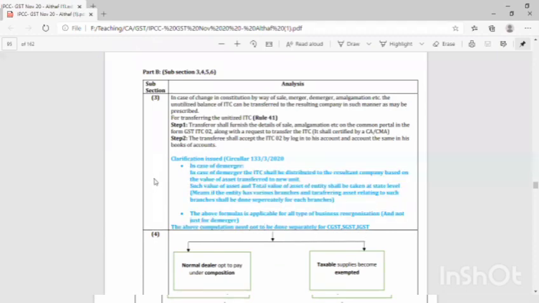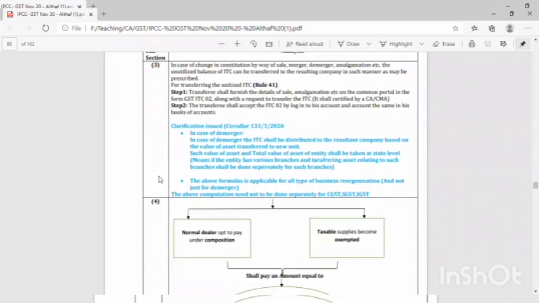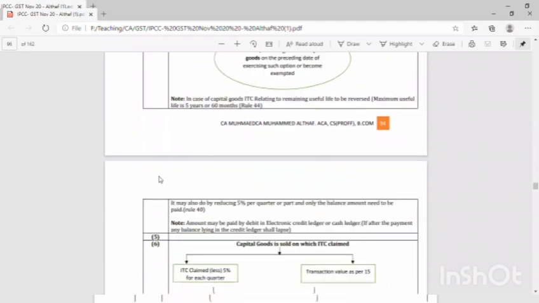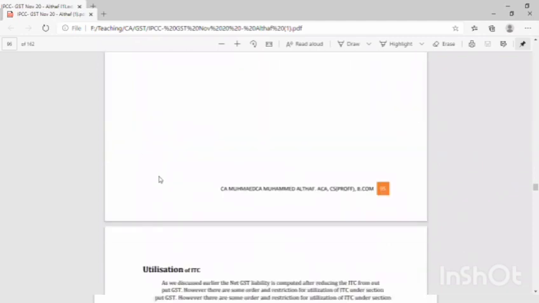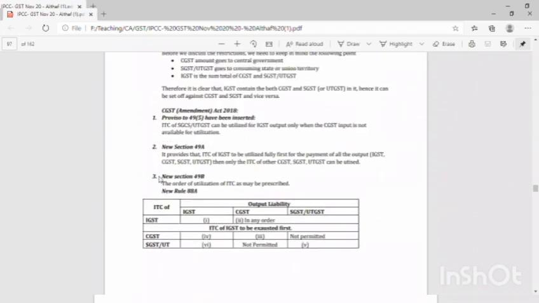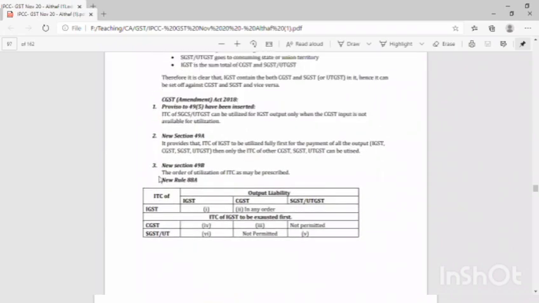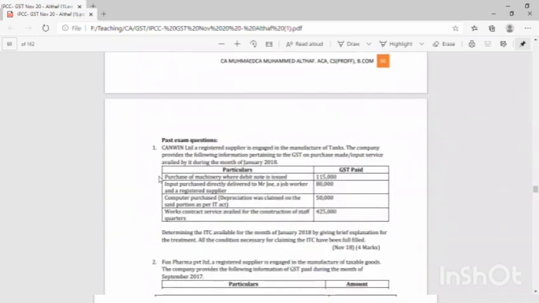Inter-level students don't have to worry about this, because you won't get that much of a question at inter level. But final students have to worry about that, because you will get a question. Section 18 also does not have any important amendment. For utilization of ITC, there is no new amendment, so you can just follow whatever you have studied before.